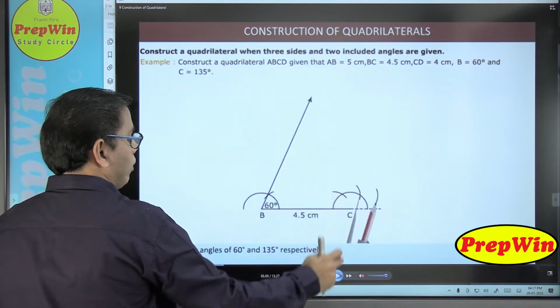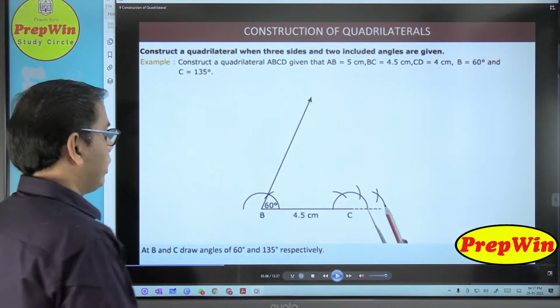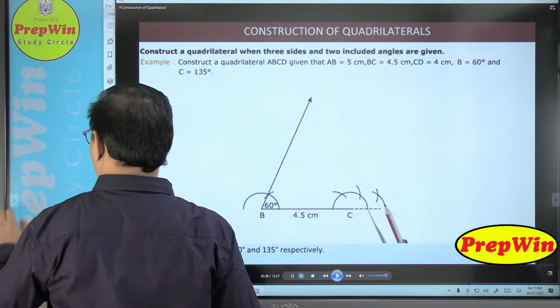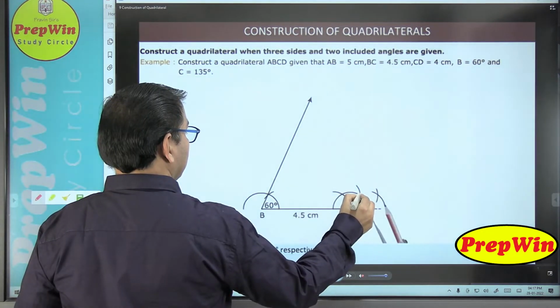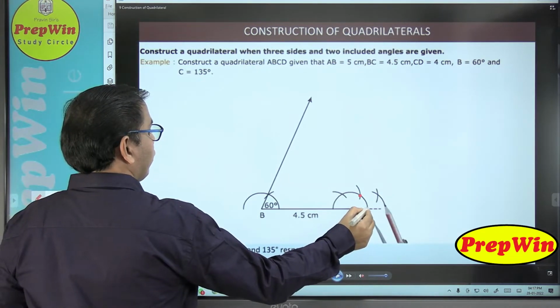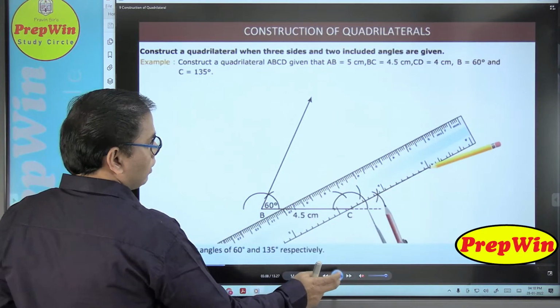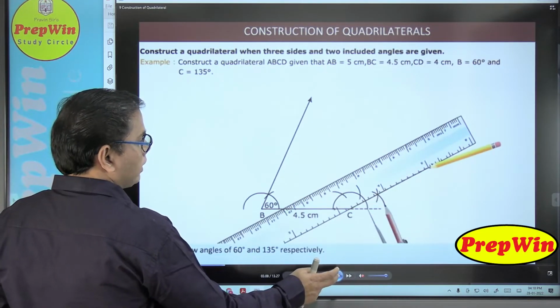From the first point, draw an arc. Now shift your pointer to the second point and cut this arc. From where did we draw the first arc? From this point. Now we are cutting the arc from this point. Now see, this is the bisector. Are you getting this bisector?